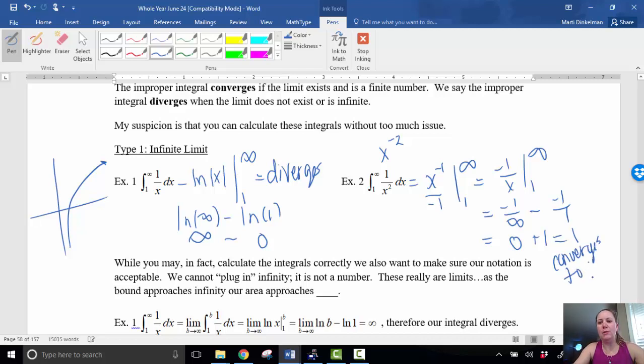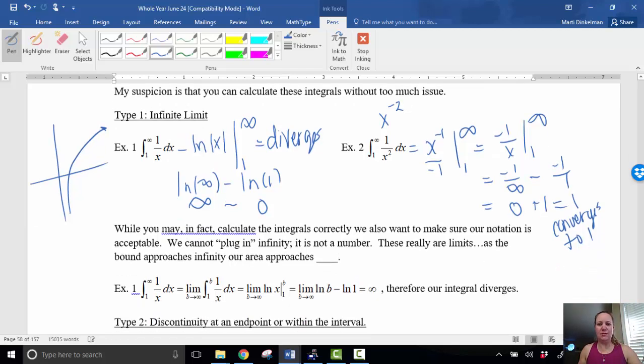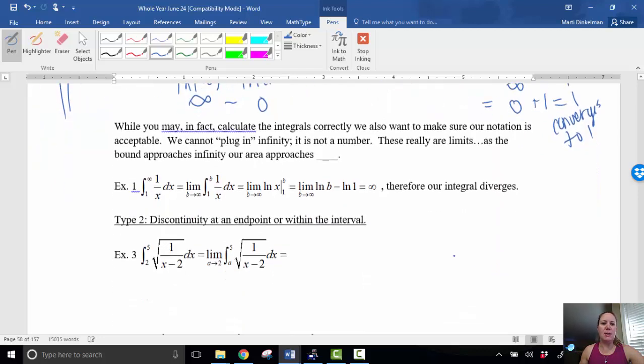Converges to 1. Okay, so again, while we might in fact calculate those fine, we're not supposed to plug in infinity. It's really not a number. It's really what's happening as something approaches infinity. So we should be writing limits. So here, same example, I have just written the correct notation. So we should say from 1 to b and make this a limit.